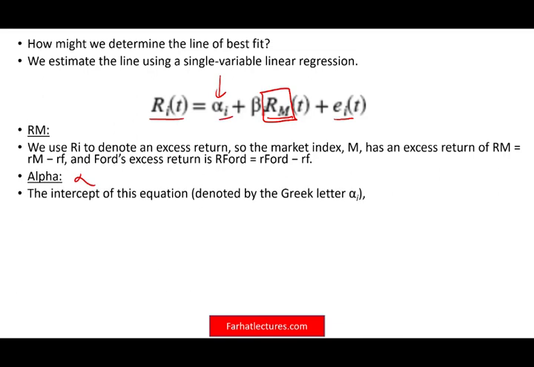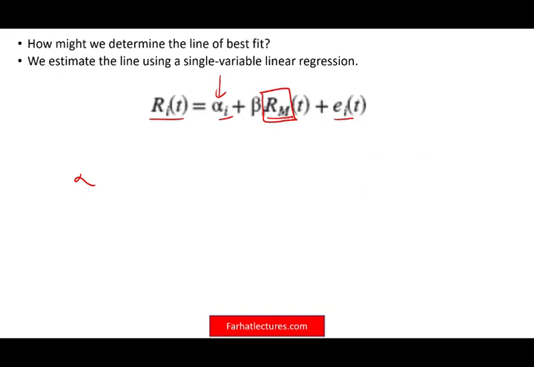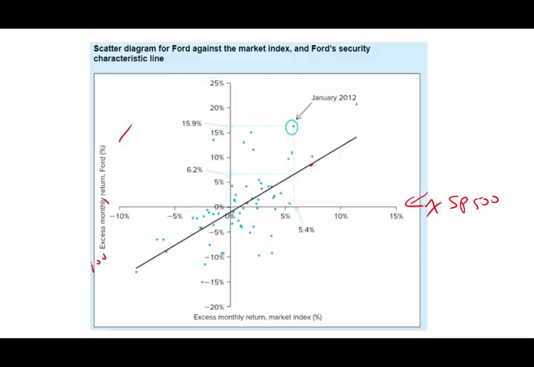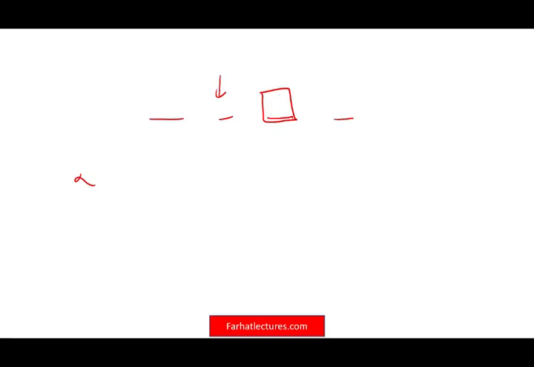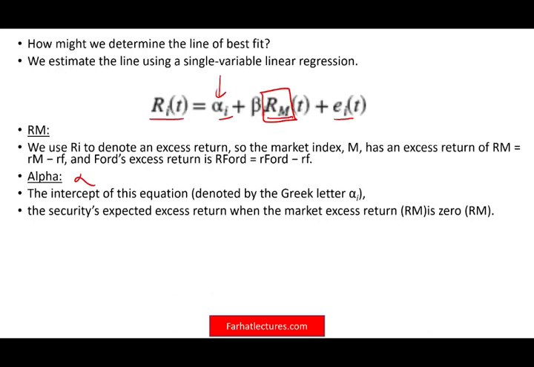Alpha of i is the intercept of the equation. And what's the intercept of the equation? I'm sure you know what the intercept of the equation is. It is where this line hits the y-axis, and it's going to be approximately negative 0.9. But this is what the alpha intercept is. What does it represent? It represents the security's expected return when the market excess return equals zero. Think about it.